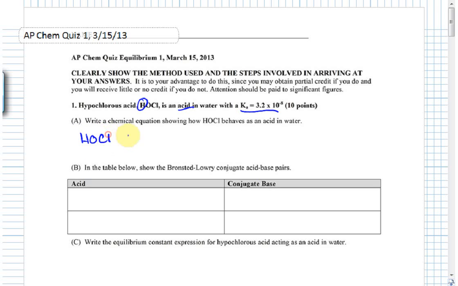HOCl. Again, everything is aqueous solution, reacting with water in equilibrium. Acids are going to be proton donors. The water is going to be the proton acceptor. The products of that reaction are going to be the hydronium ion and the OCl minus ion. Please be careful of charges.